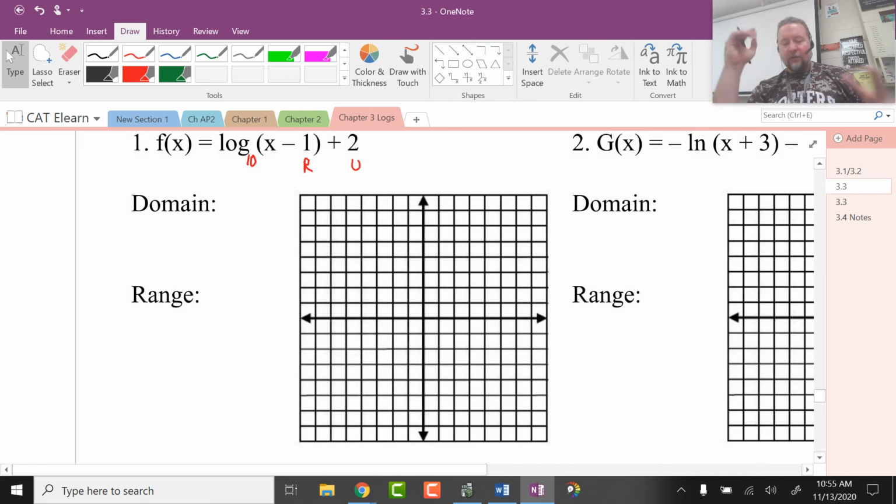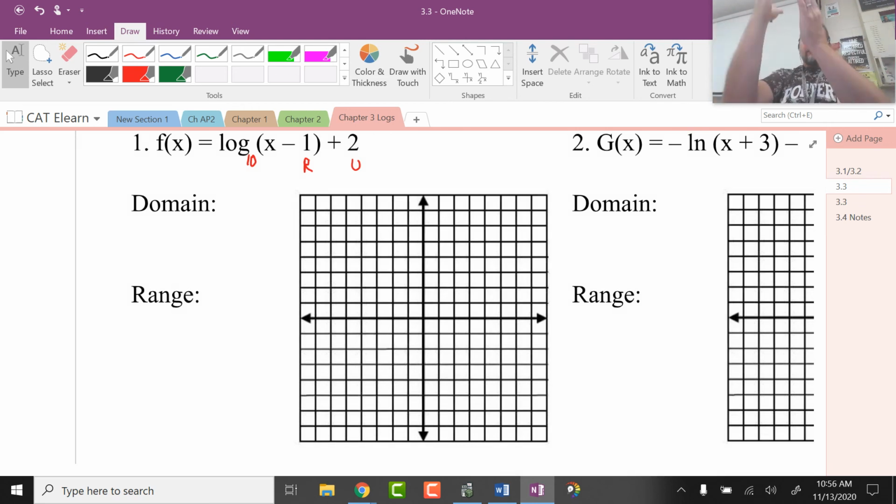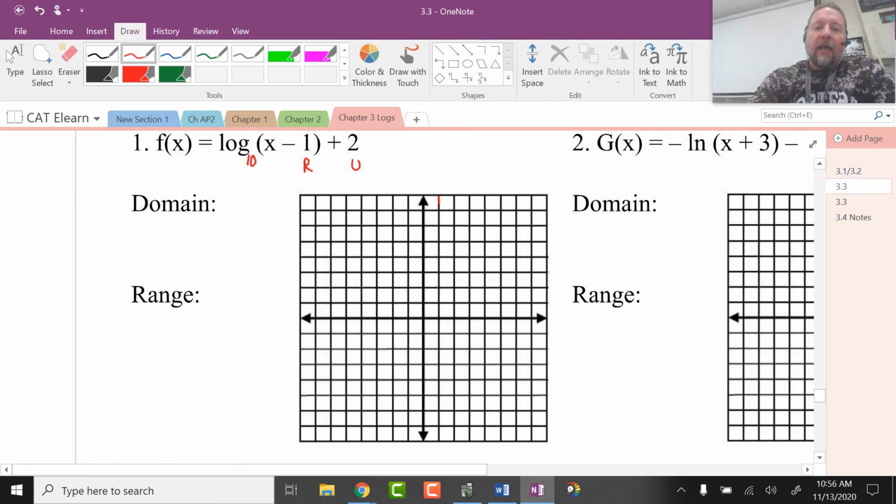Maybe that's too early of a question, but we have a vertical asymptote. Think about what the parent is, and then we move 1 right. So where's it actually at now? It's at x equals 1, right? The reason is I can't plug in 1 for x. 1 minus 1 is 0, and the 0 in that parenthesis is bad because 10 to what power equals 0 is not possible. So that's where the asymptote actually starts.